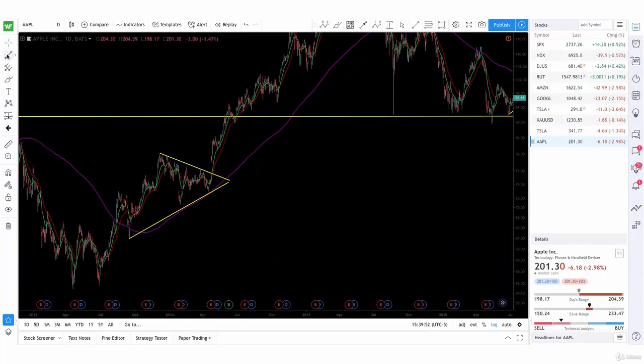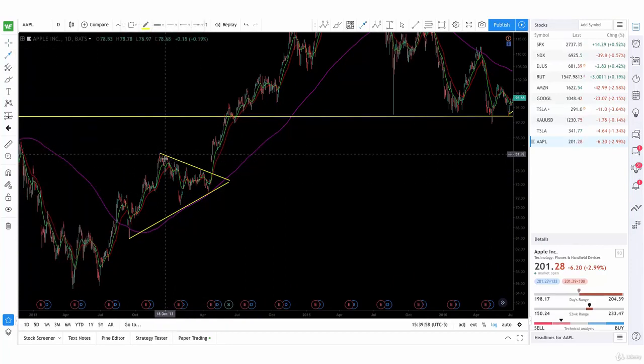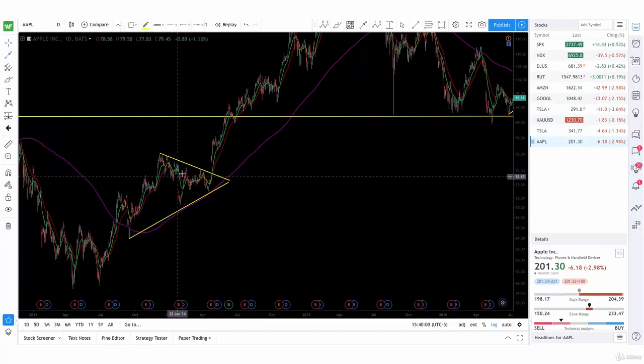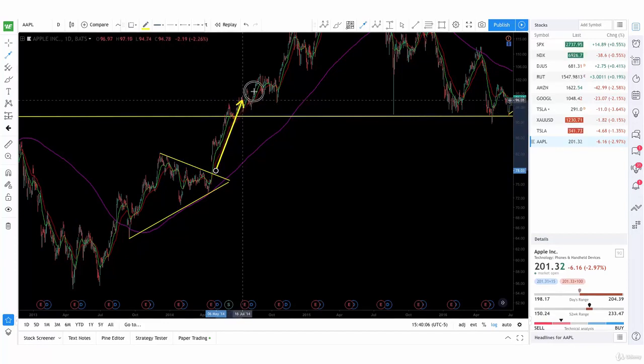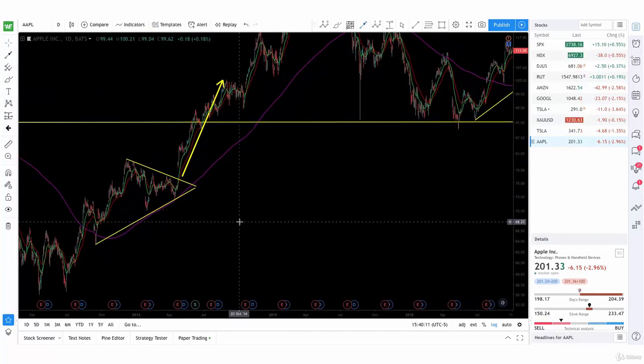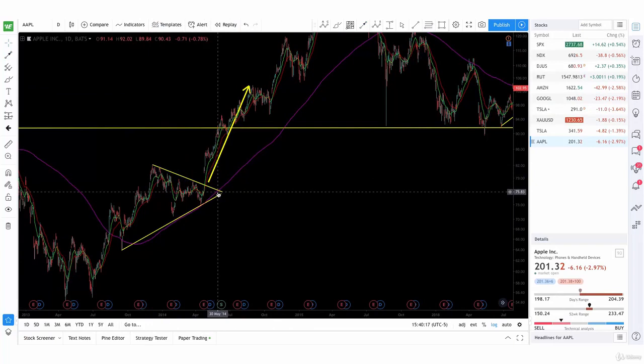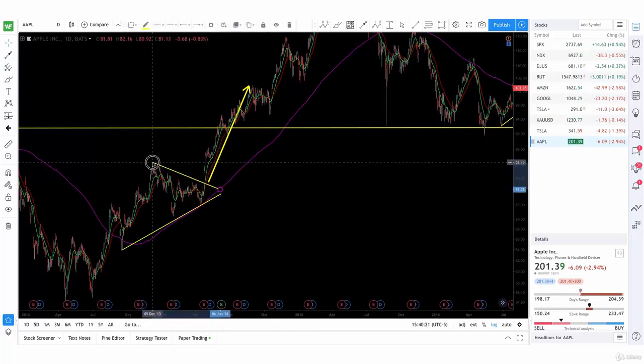So what happened here? Let me show you. After we touched this, it was a very strong support at the time. But what happens here after it broke? The price rallied up, all the way up. So that's something you want to keep in mind of all the supports. And as the price changes, also the resistance changes.